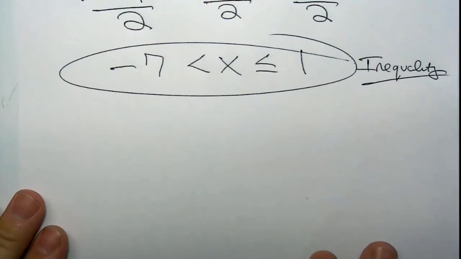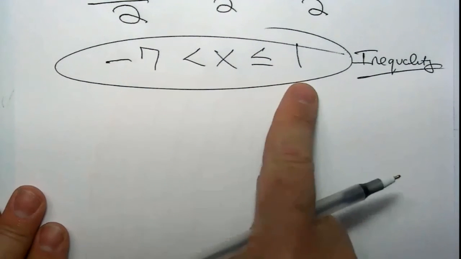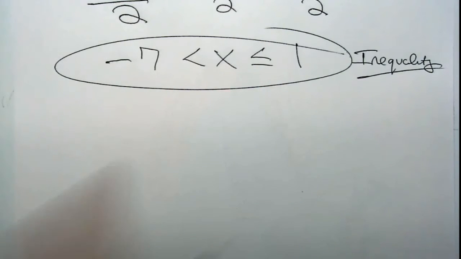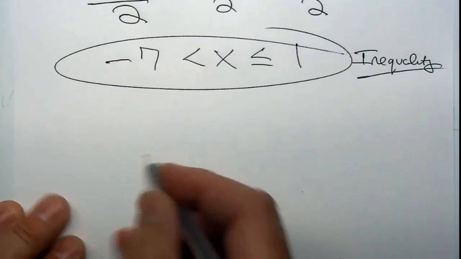We don't have to do much about that. All the numbers from minus 7 to 1, including 1. Arrows point to the left. The x is in the middle. Everyone's happy. The next thing we're going to look at is the number line.